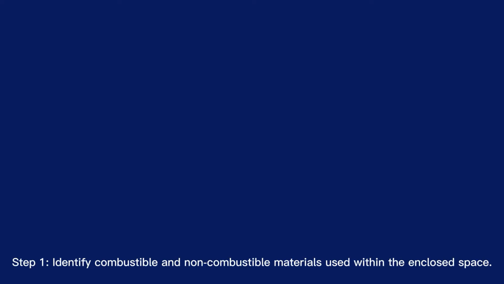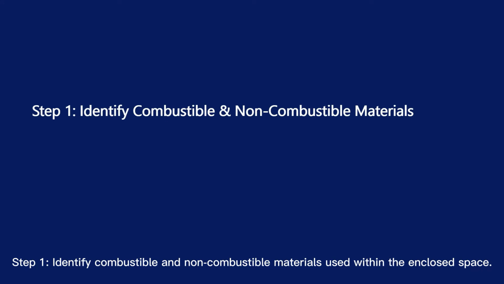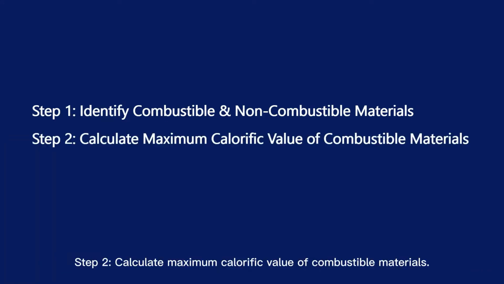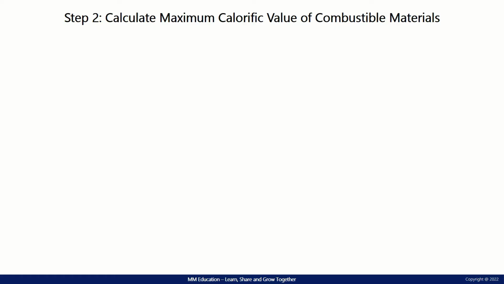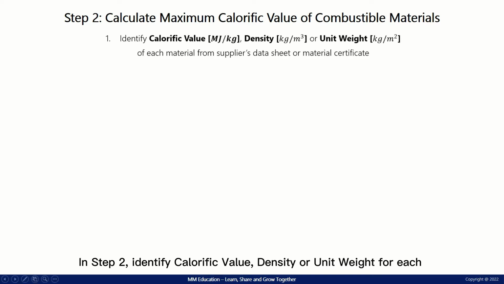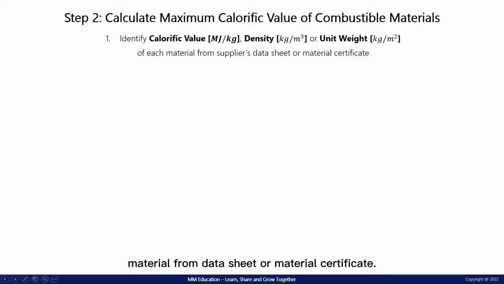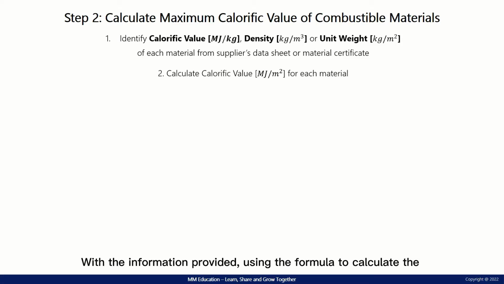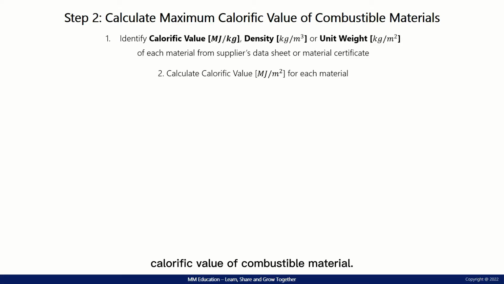I have defined that 3 major steps are required to compute the fire load calculation. Step 1. Identify combustible and non-combustible materials used within the enclosed space. Step 2. Calculate the maximum calorific value of combustible materials. In Step 2, identify the calorific value, density, or unit weight for each material from the datasheet or material certificate. With the information provided, use the formula to calculate the calorific value of combustible material.